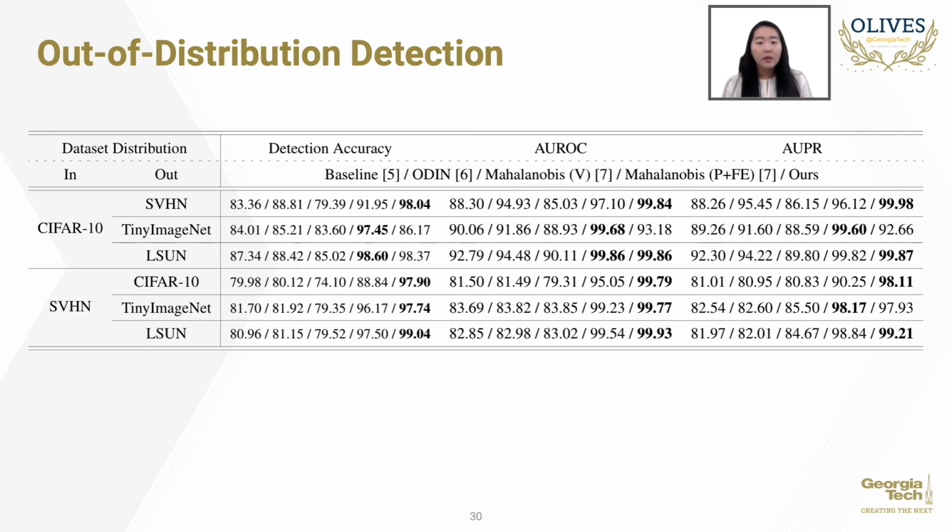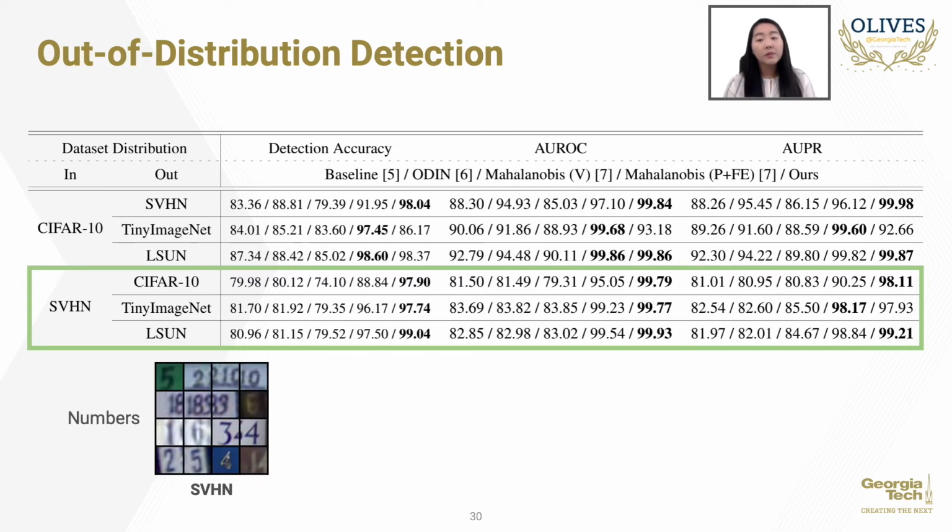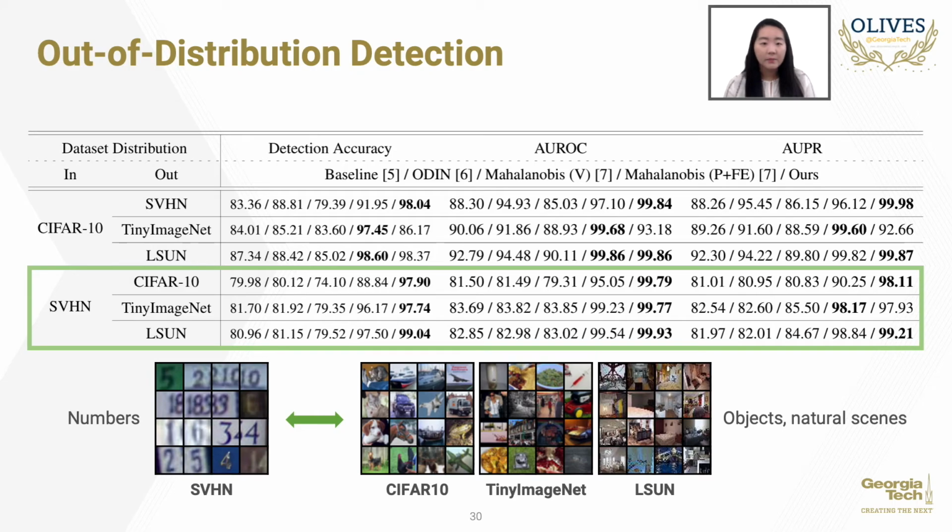Compared to other methods, our gradient-based method performs better for most datasets. It shows particularly better results when SVHN is used as in-distribution dataset, and it is due to the domain difference. SVHN is a simpler dataset consisting of street view house numbers, compared to the rest of the datasets with objects and natural scenes. So it will require larger updates to be made to the model when it encounters more unfamiliar inputs.